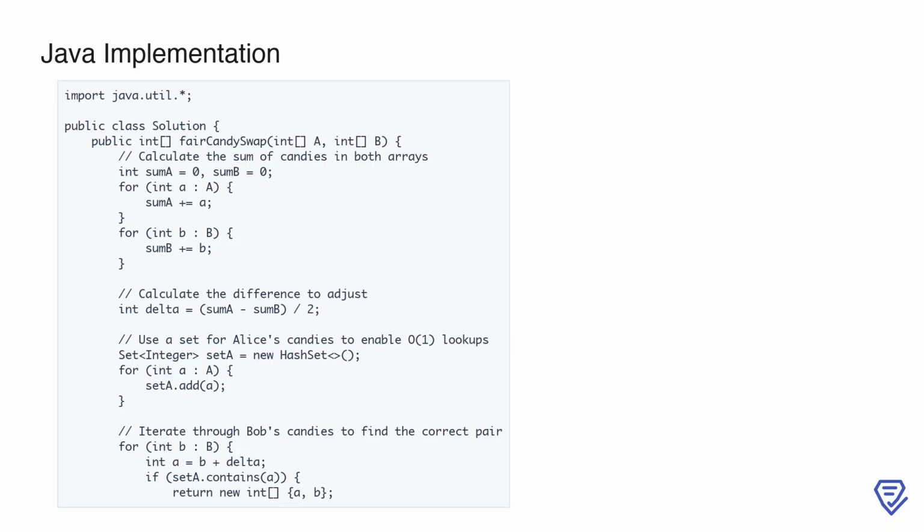Next, we use a hash set to store Alice's candies, allowing us to check in constant time whether a specific candy exists in Alice's collection. This helps optimize our solution significantly. Finally, we iterate through Bob's candies. For each candy B in Bob's array, we calculate the corresponding candy A in Alice's collection that would balance the sums if swapped. If A exists in Alice's set, we return the pair as the solution.